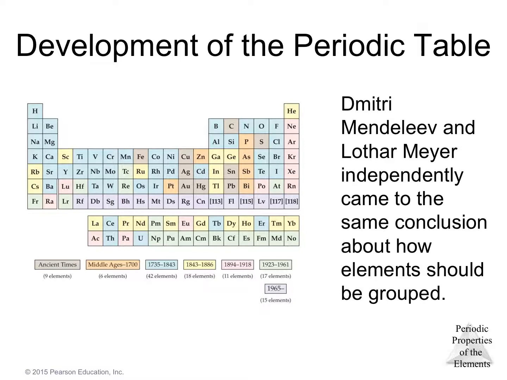So by that point, scientists were looking for a way to organize the elements. 2 scientists in particular are given credit for the periodic table: Dmitri Mendeleev and Lothar Meyer. These 2 were working totally independent of one another, but they came to many of the same conclusions. Keep in mind, at this point, they were unaware of the number of protons in an atom, which is how we currently arrange the periodic table.